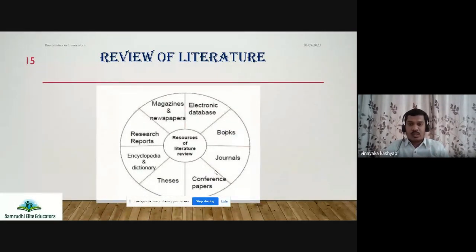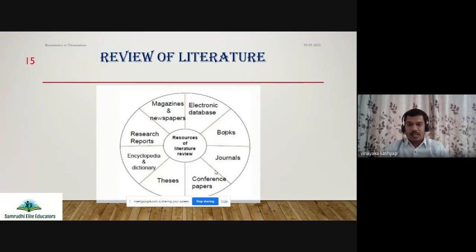So now what are the various sources? Usually the standard books are your source of literature, but most important are the journals. In a particular topic, various studies have been done and published in various journals, so you're supposed to see the journals. Then any conference or any CME where this particular topic has been spoken of, you can take that. Then any thesis done by any student who has already given a particular result. Then it can be an encyclopedia or research reports, or even a newspaper clipping or electronic database. So all these things are the sources for your review of literature.